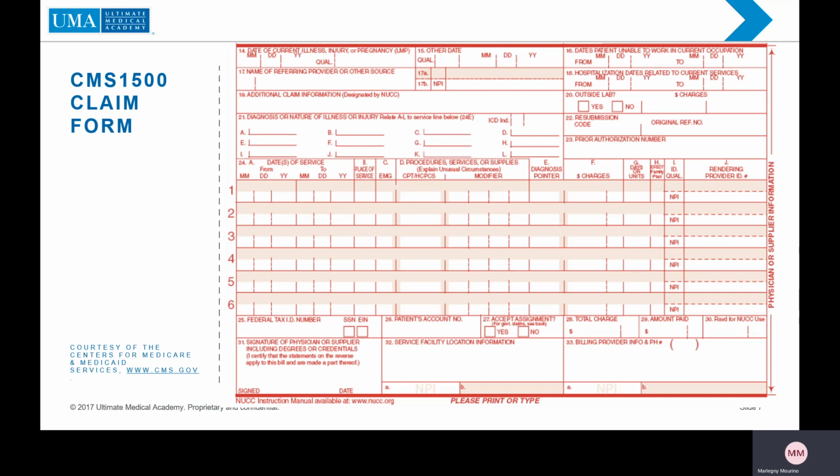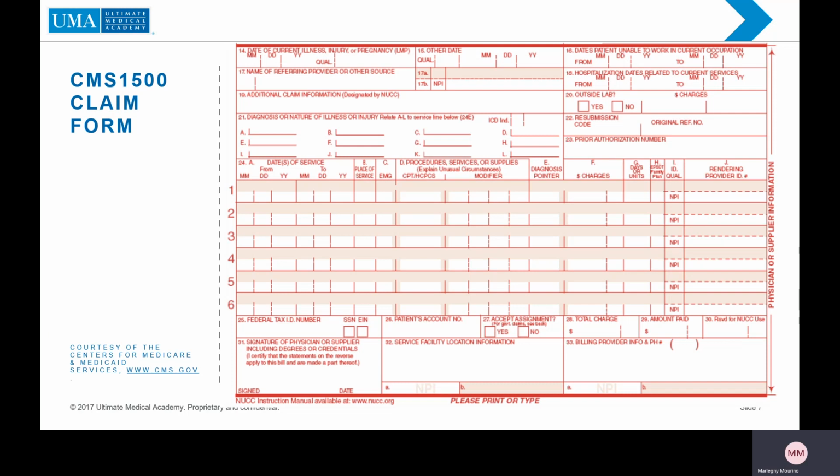24J, it would be for the rendering provider. So you're going to enter non-NPI numbers if that's what you have, or NPI numbers here. So that is the entire 24 A, B, C, D, E, F, G, H, I, J.